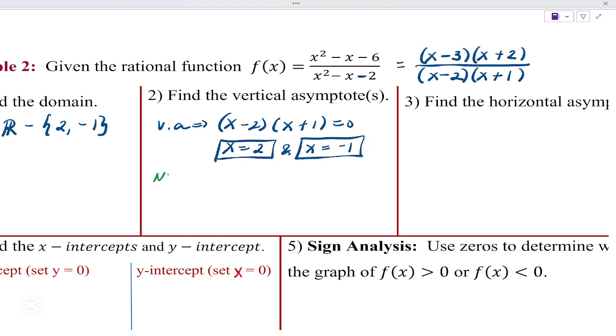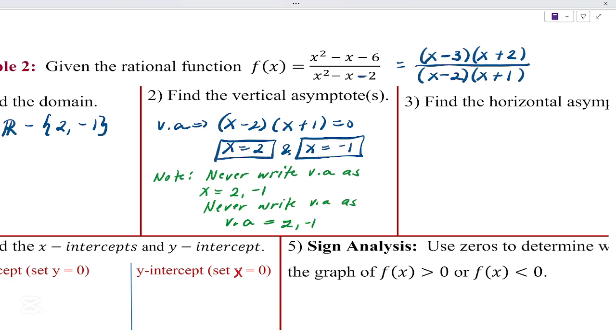And just to take note, never write the vertical asymptote as x equal to 2 and a minus 1. So don't write it in this way. And another one, never write the vertical asymptote as V.A. equal to 2 and a minus 1. So never write it in this way.